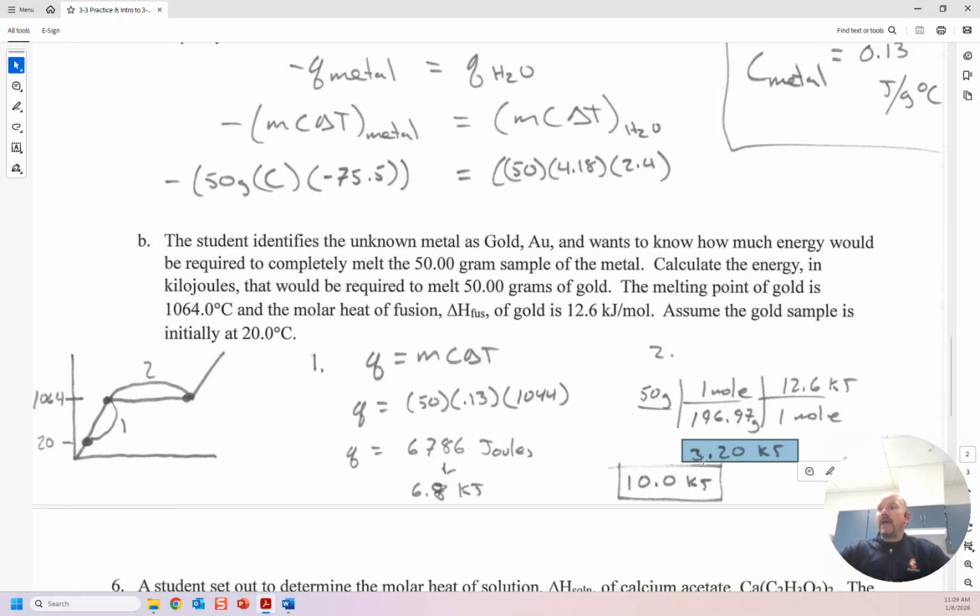All right. And then to get the total energy, we just add this plus this. So 6.8 plus 3.2. So it's going to take around 10 kilojoules of energy to completely melt our gold sample.